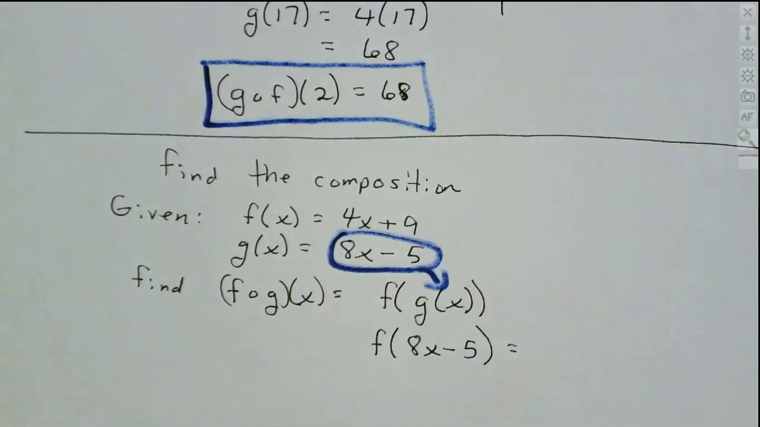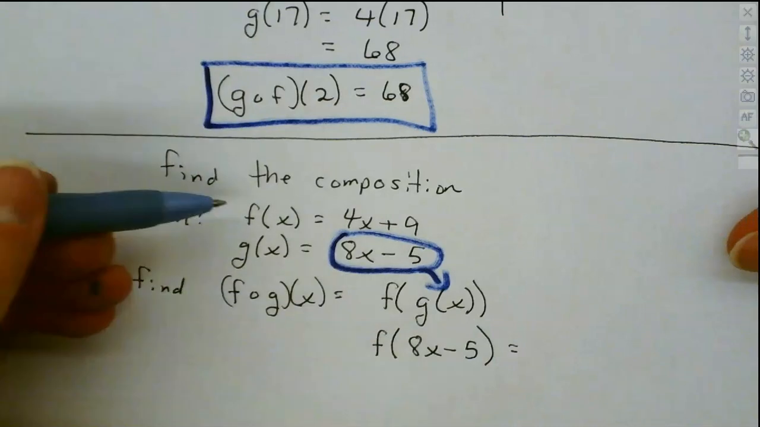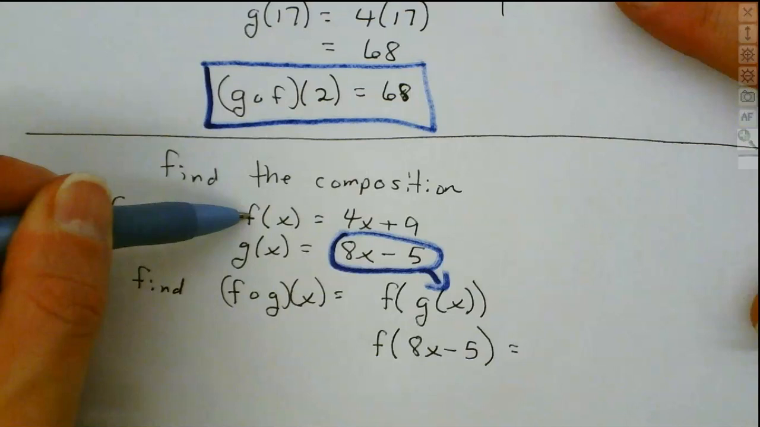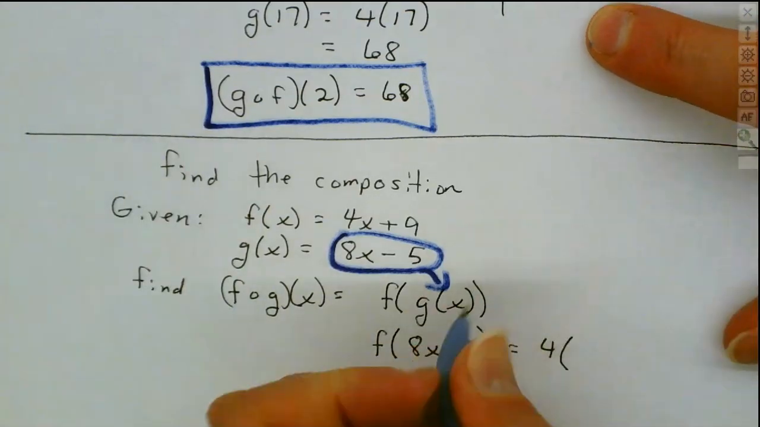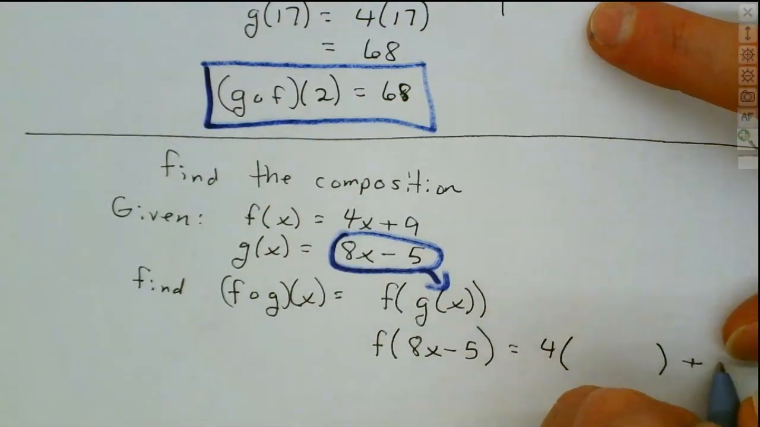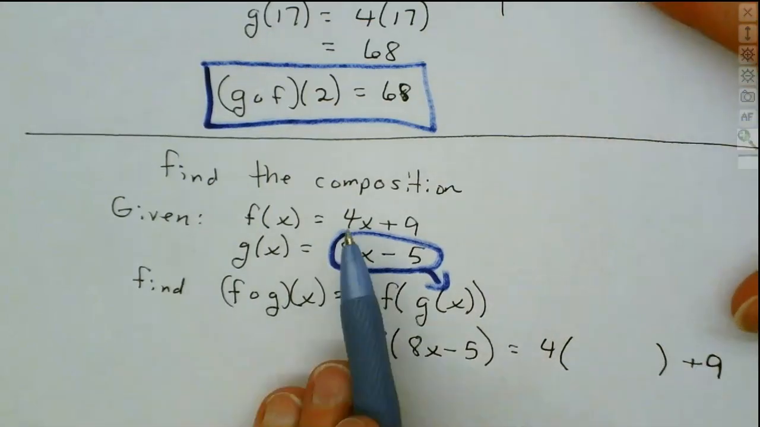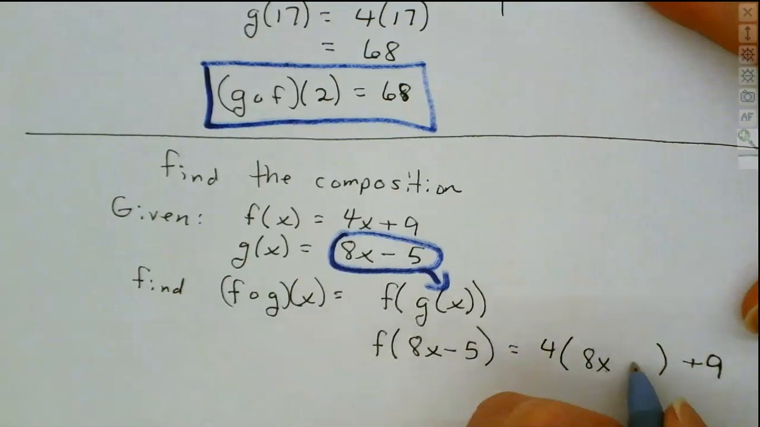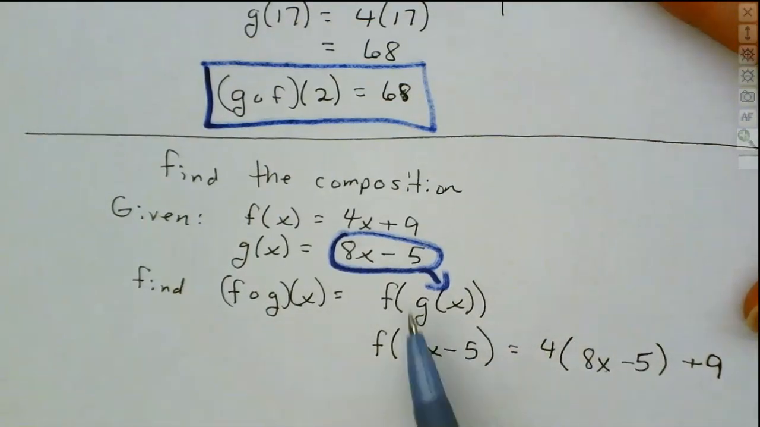Now, what I want you to do is we're on now the f function. I want you to write out the f function, but leave parentheses where you see an x. So I'm going to write this out as 4 parentheses plus 9. Now, what's going to go inside of the parentheses? 8x minus 5 goes inside, right? Just write it out with parentheses for the x, and then you put your parentheses inside there.